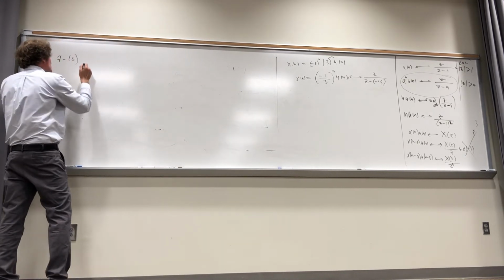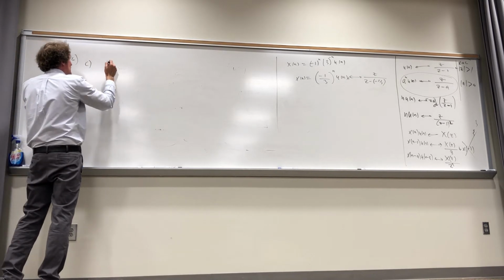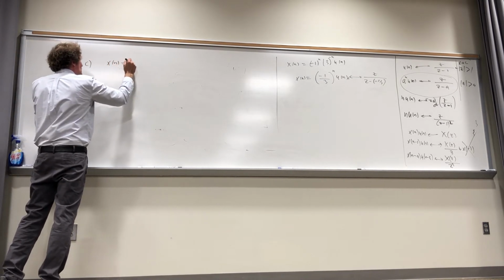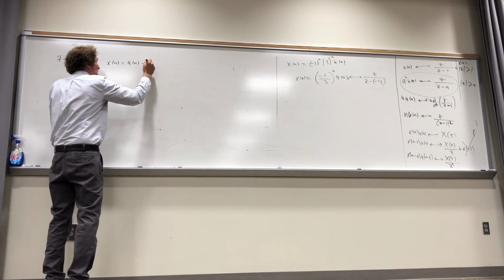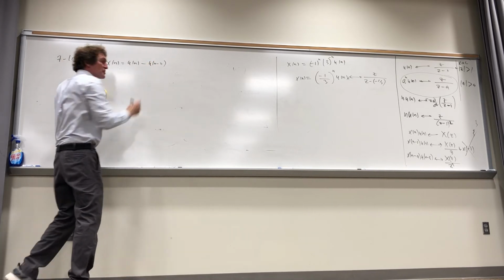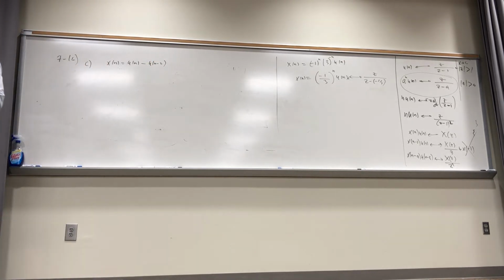I guess this is part C of that problem. Here, they have x of n equal u of n minus u of n minus 2. Do you all agree that u of n has values that are non-zero only for n greater than or equal to 0? U of -1 is 0, -2, and so forth. That's important we establish that.